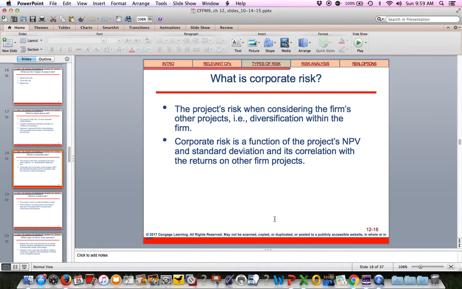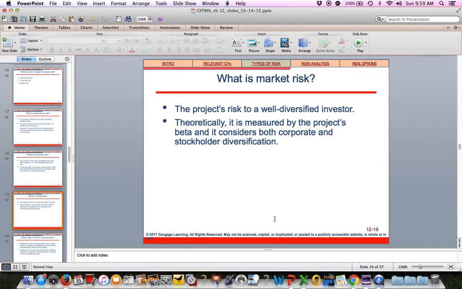Corporate risk is the project's risk when we consider the firm's other projects. How diversified is the corporation among all the different kinds of projects and the different kinds of risk that it has to operate under. So it's a function of the project's NPV and the standard deviation in correlation with the returns of other projects within the company. Market risk is a project's risk to a well-diversified investor, measured by the project's beta, and considers both corporate and stockholder diversification. Okay, so just be aware of those three terms.